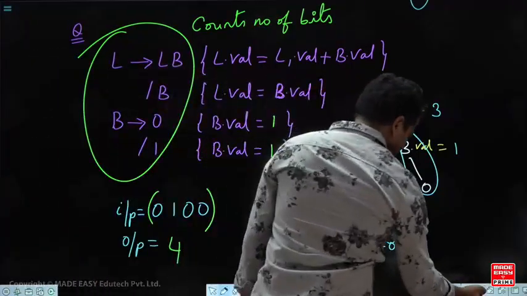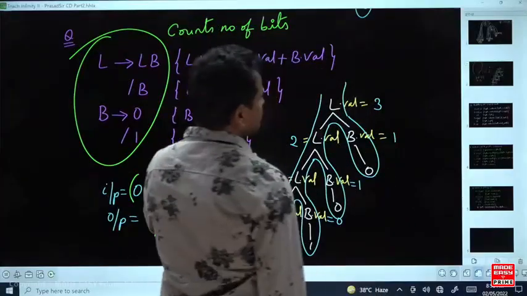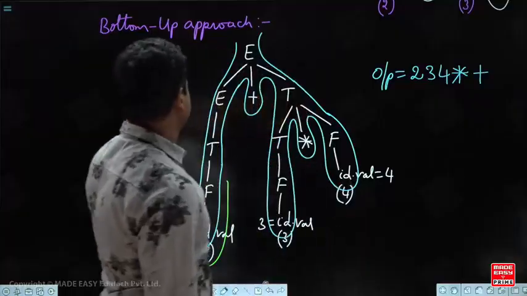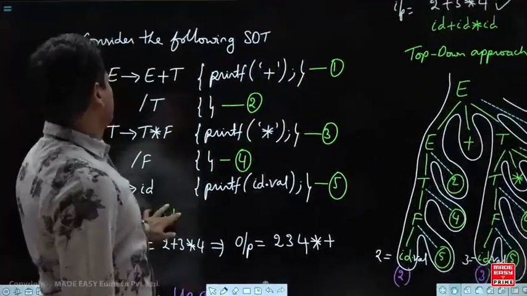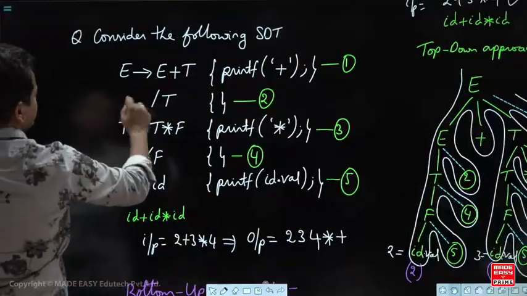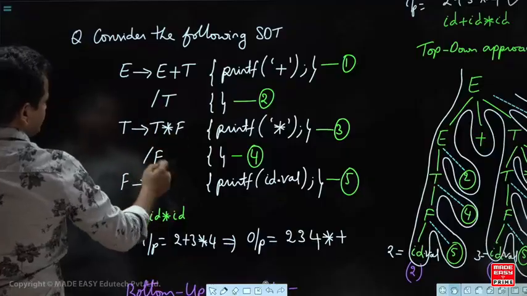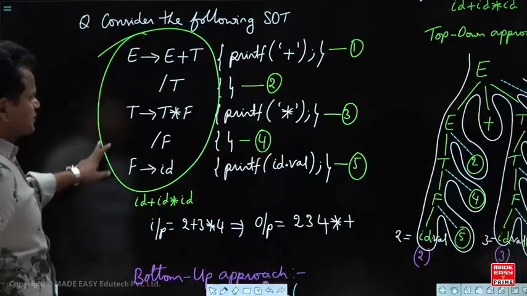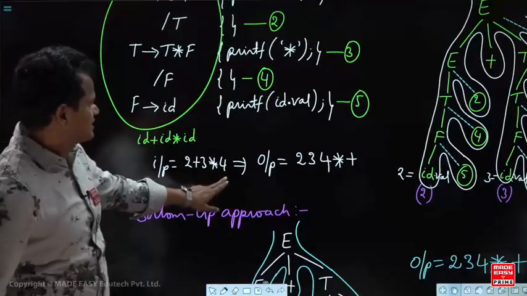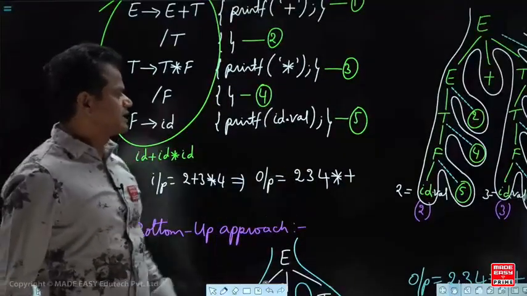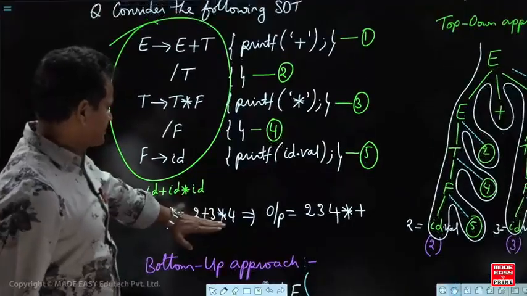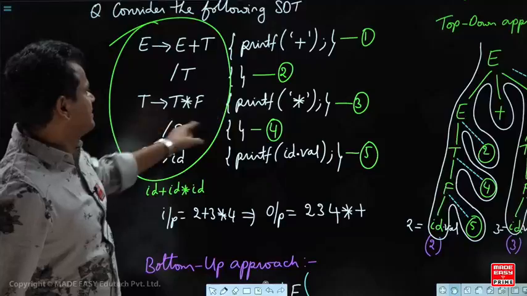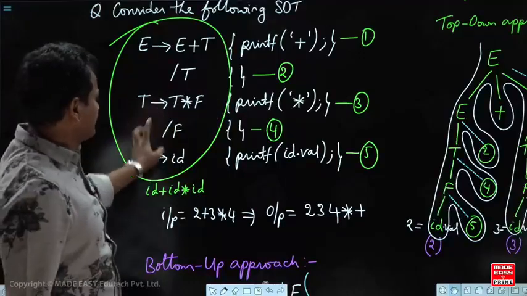One more example. Look at this one. E derives E plus T, E derives T. T derives T star F, T derives F, F derives ID. Just remember these productions. What is the input string? 2 plus 3 star 4. What is the output? 2, 3, 4 star plus. Input string is 2 plus 3 star 4, output is 2, 3, 4 star plus. And remember this grammar: E derives E plus T, T derives T star F, F derives ID.